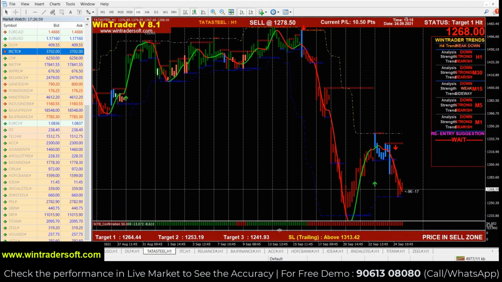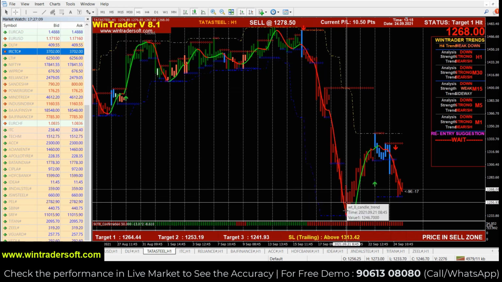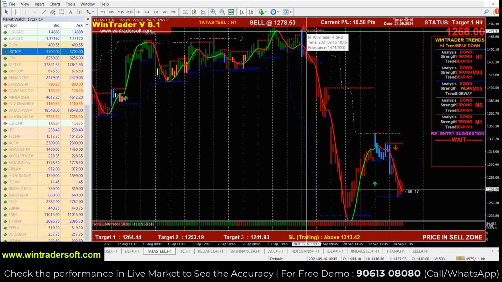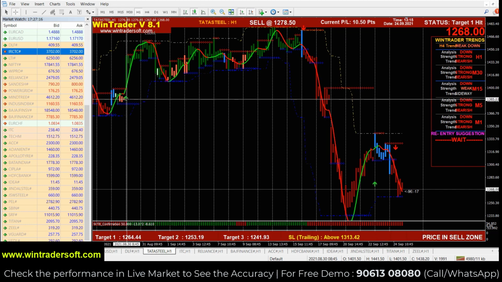This is the Tata Steel chart. Tata Steel performance was also good for the last few months. Because it was in a downtrend, it was a sell, it was going to fall down. So it's risky for a short trade. It's a buy signal. The previous buy was this.